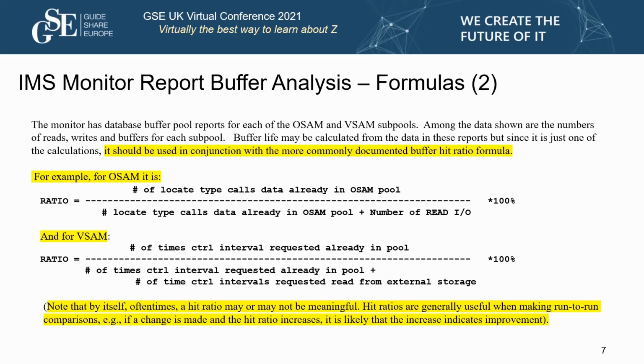Unless, of course, the percentage is obviously much lower than the upper 90% range, the hit ratio may be a good indicator. Hit ratios are generally more useful when making run-to-run comparisons. For example, if a change is made and the hit ratio increases, it is likely that the increase indicates improvement.